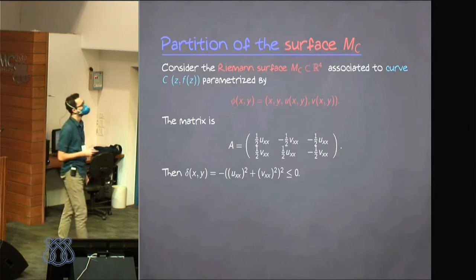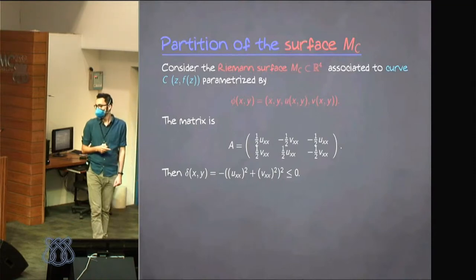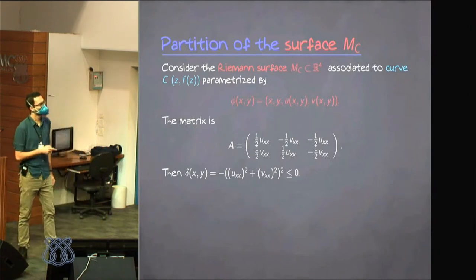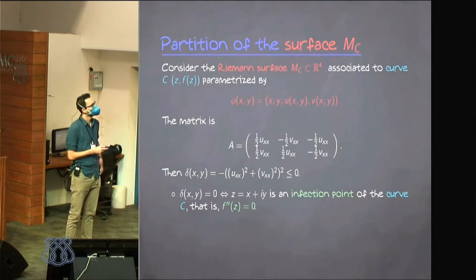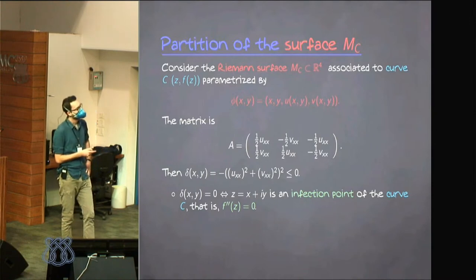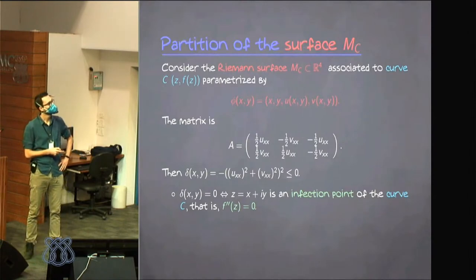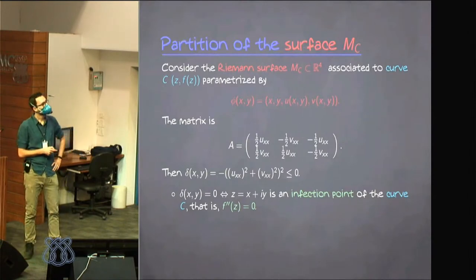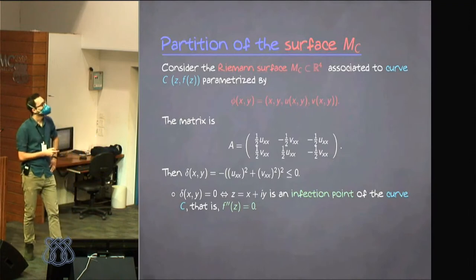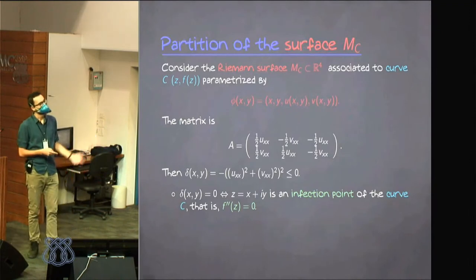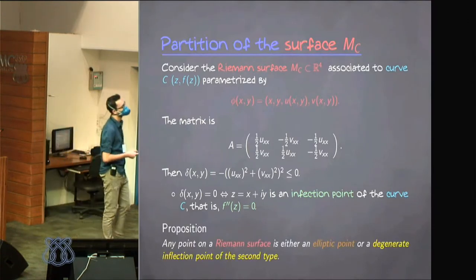If we calculate our invariant, it is either negative or equal to zero. But the more interesting thing happens when this invariant is zero. This means the second derivative of u and the second derivative of t are equal to zero. This means we are at an inflection point of the curve, that is, the second derivative of f is equal to zero. In the opposite case, if this invariant is negative, we are exactly at an elliptic point. Okay? So we have the first result here.